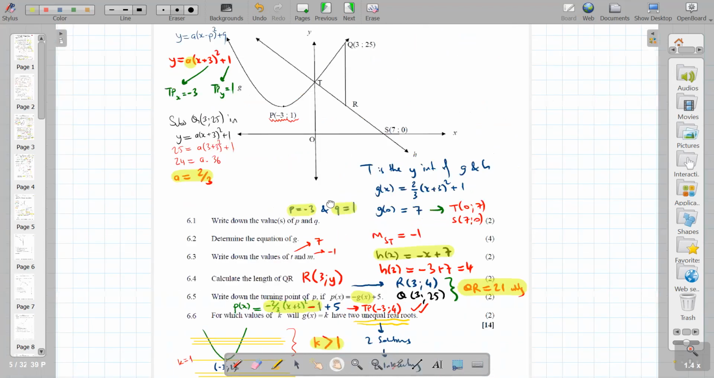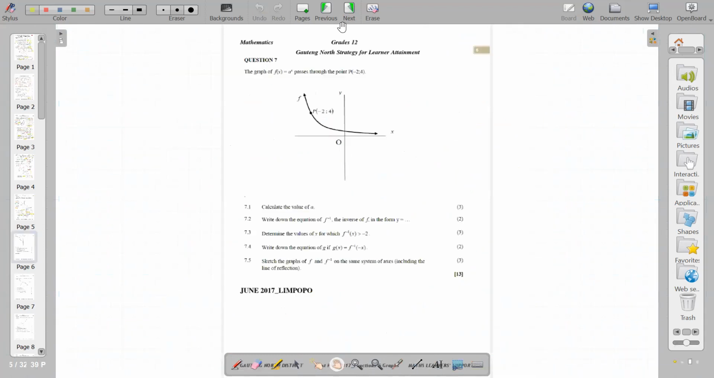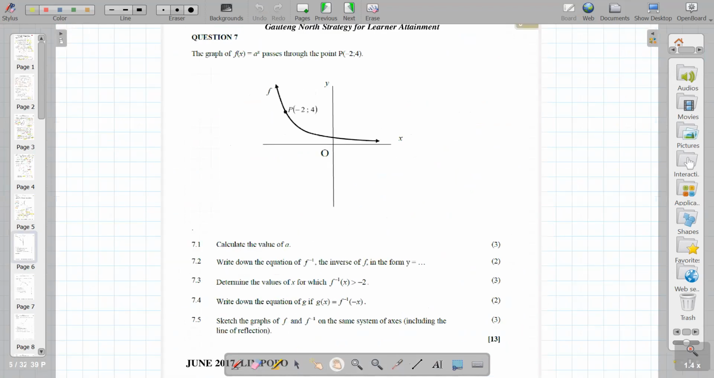Okay, so that was a parabola and a straight line question combined. Now there's an exponential graph which will have an inverse function. So it looks like a standard question, but let's try it anyway. To find any unknown again, what was the point? You substitute that point into the function. So you say 4 is equal to a to the power of -2.